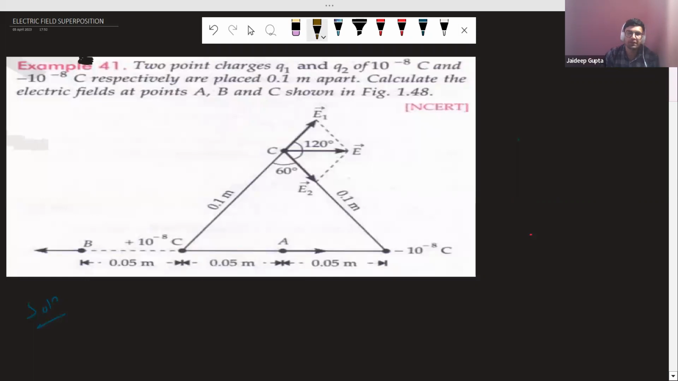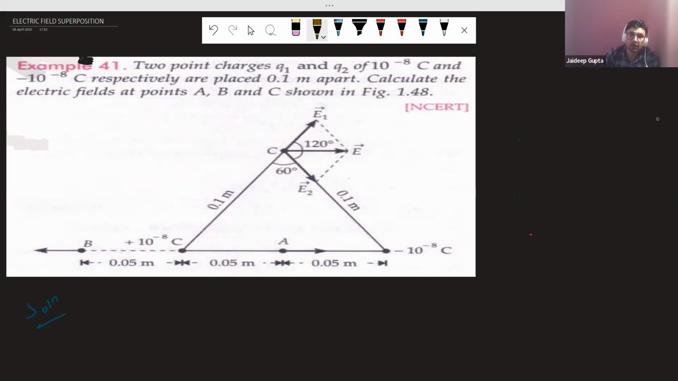This is a question based on the principle of superposition of electric field. Try to do it. The two point charges Q1 and Q2, 10 to the minus 8 coulomb and minus 10 to the minus 8 coulomb respectively, are placed 0.1 meter apart. Calculate the electric field at points A, B, and C.